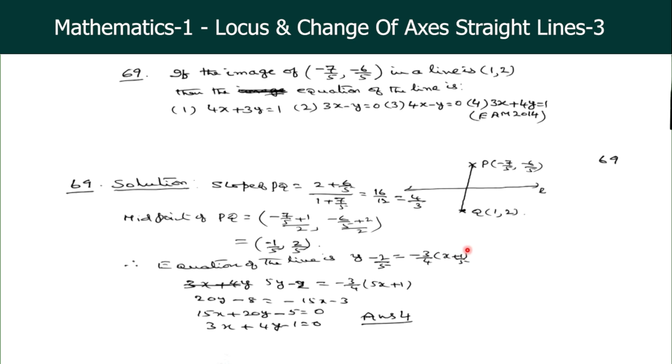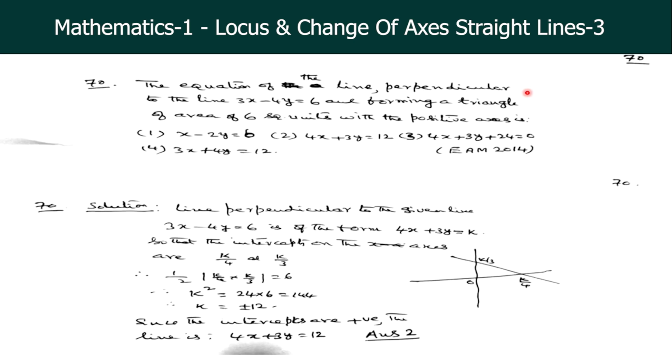Because the slope of the required line must be minus 1 by the slope of the line PQ, it is minus 3 by 4. So 5y minus 2 is equal to minus 3 by 4 into 5x plus 1. If you simplify it, you get the line equation 3x plus 4y minus 1 equal to 0. The correct option is option number 4.